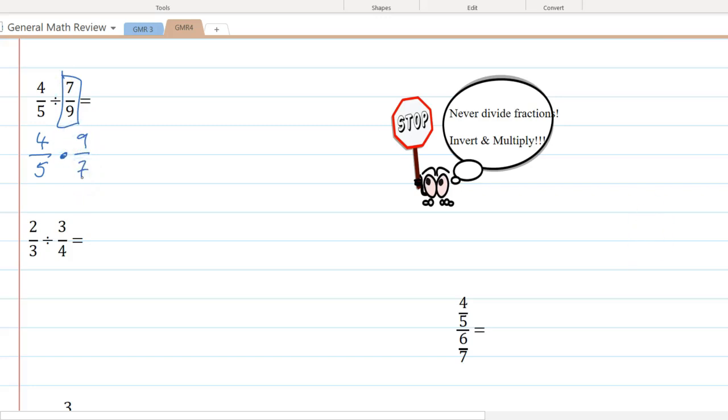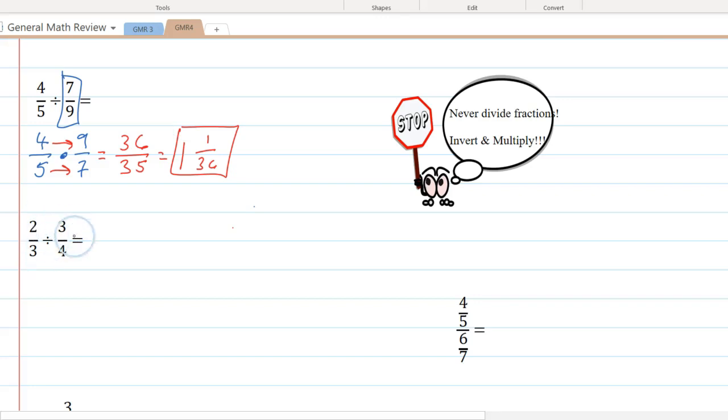Now you do everything we did in multiplication. Can I cancel or reduce? No, so I'm just going to multiply. We multiply straight across. 4 times 9 is 36. 5 times 7 is 30. 35 goes into 36 one time, with 1/36 left over.